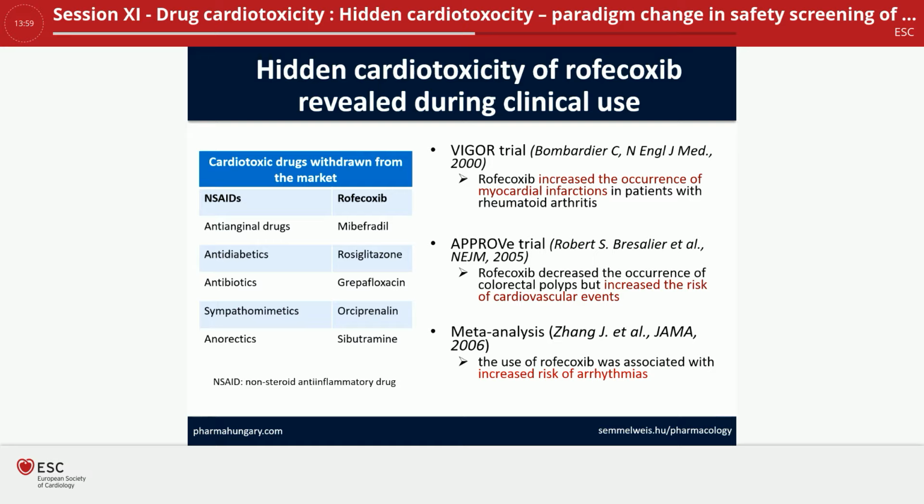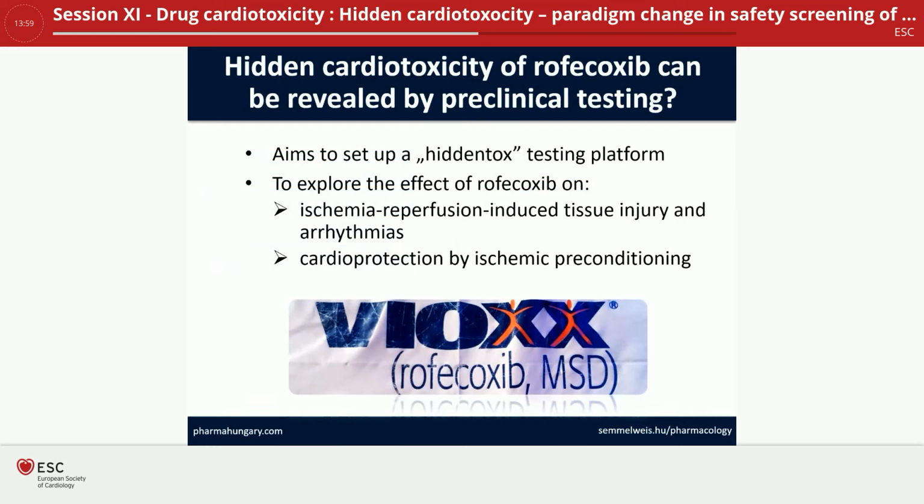So therefore, we selected rofecoxib as a test drug, to see if we can really pick it by using a preclinical model, if it was toxic or not. So we planned to set up a hidden tox testing platform to explore the effect of rofecoxib on ischemia reperfusion-induced tissue injury and arrhythmias, and also as a second level, let's say, if rofecoxib can block ischemic conditioning, preconditioning.